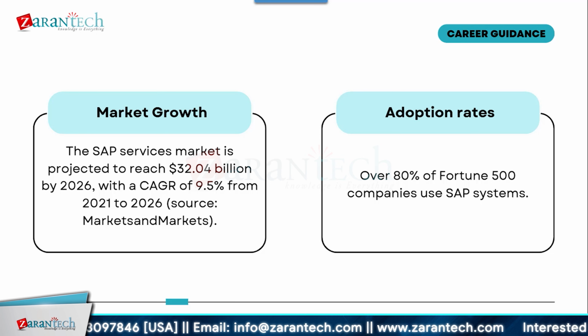For instance, major corporations like Apple, Coca-Cola, and Unilever have embraced SAP to streamline processes and improve their decision making. And these companies represent just a few of the over 80% of Fortune 500 firms using SAP. So this widespread adoption demonstrates SAP's vital role in transforming business operations across industries, from retail and manufacturing to finance and healthcare. With SAP leading the way in enterprise software, businesses of all sizes are tapping into its powerful solutions to stay competitive in the evolving global market.